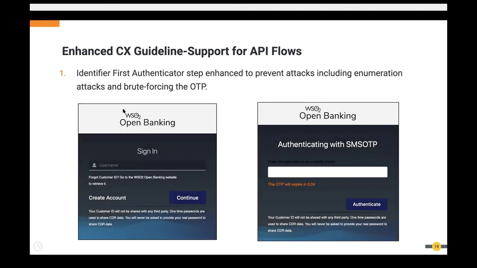Next, we are going to talk about the enhanced CX guideline support for API flows. As you already know, CDS mandates using identifier first as the primary authentication step for authorization. On this slide, you can see our improved UI for the identifier first sign-in and SMS OTP authentication. Those UIs are aligned with the CDS CX guidelines. Identifier first authentication may have certain security risks, and to overcome those, we have implemented the security requirements defined in the CDS specification. On top of that, we have introduced additional security measures to prevent any enumeration attack in the sign-in step and brute force attacks which may occur in the OTP step.